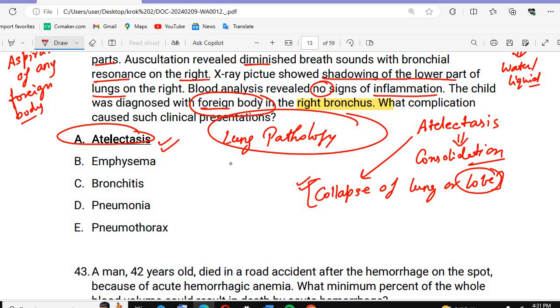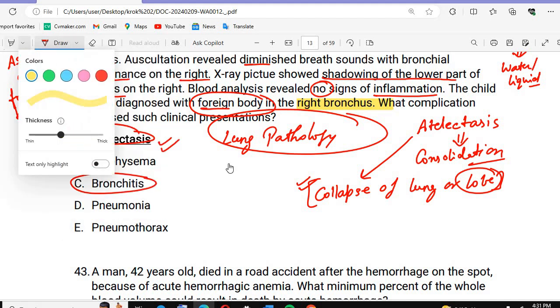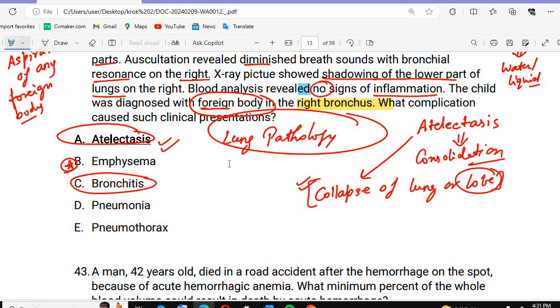Emphysema, we know that it doesn't happen. In emphysema they will give you something like expansion of the alveoli. Bronchitis, we know there is inflammation. Here you can see there is no sign of inflammation.